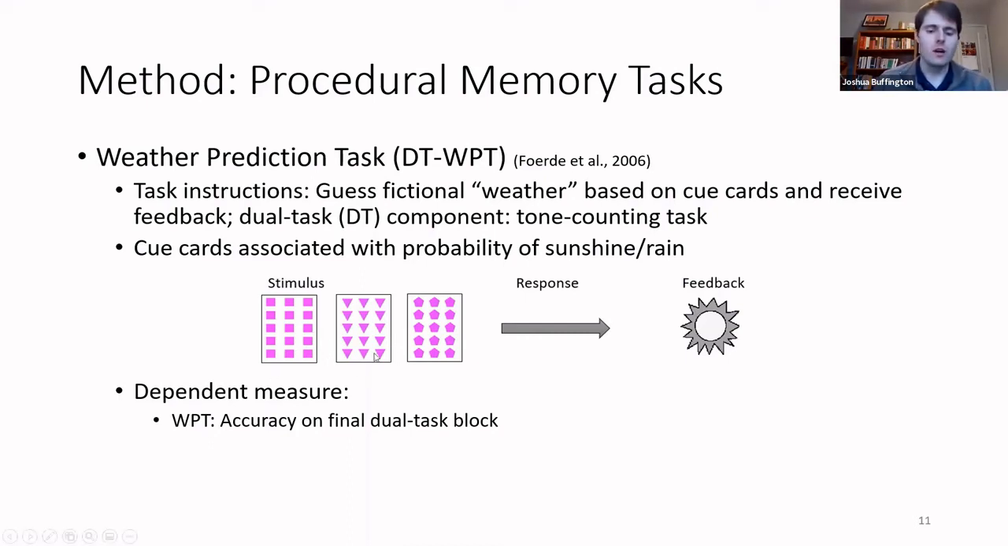So here's an example of a trial. Participants would see a cue card. So we can imagine, say, this combination of cards predicts sun with an 80% probability. Participants wouldn't be told that, but they would make their guess, and then they would get feedback on their response, whether it was correct or incorrect. For our dependent measure, we used accuracy on the final dual task block.